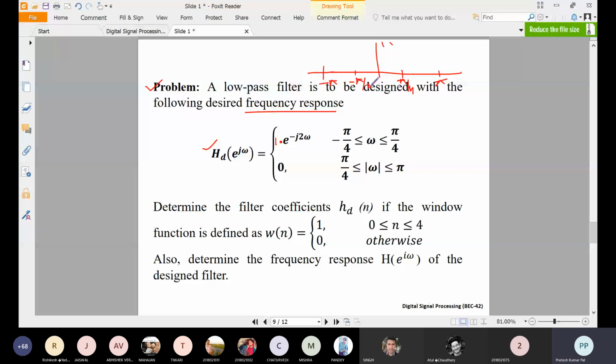So in this frequency range, it is having a magnitude of 1. Okay, so this is the magnitude of the given frequency response. Otherwise, mod of omega ranging from pi by 4 to pi has 0 magnitude. So it is having a 0 magnitude in this range. Similarly, if we make it minus omega.